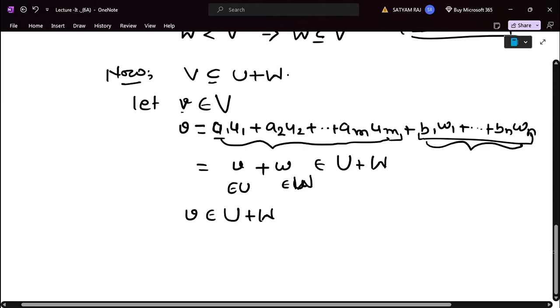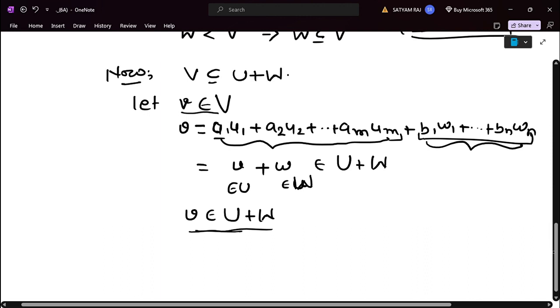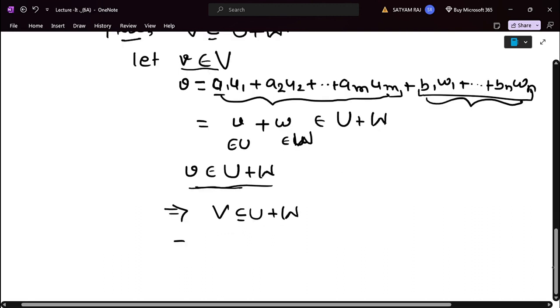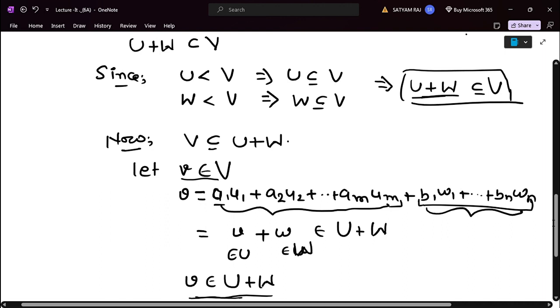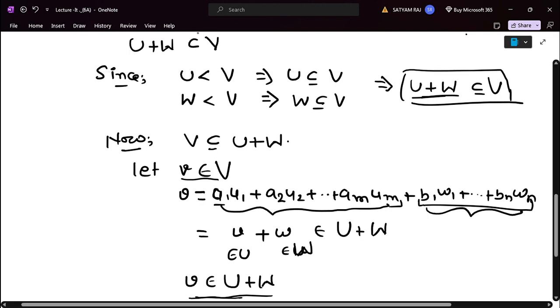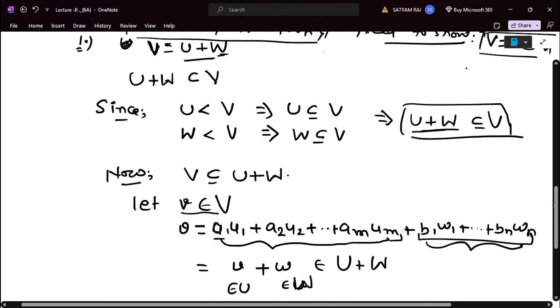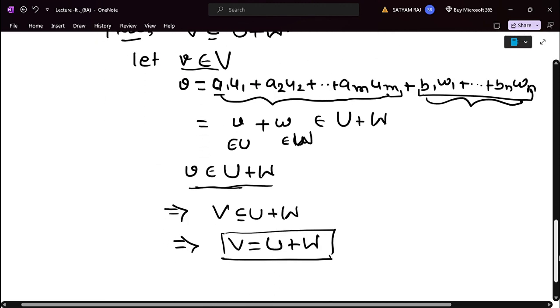Okay, so we have taken one element from V and shown that element is in U plus W. What does this mean? This means that V is contained in U plus W. This will imply what? V equals U plus W, because we have proved both inclusion statements: V is contained in U plus W, and U plus W is contained in V.